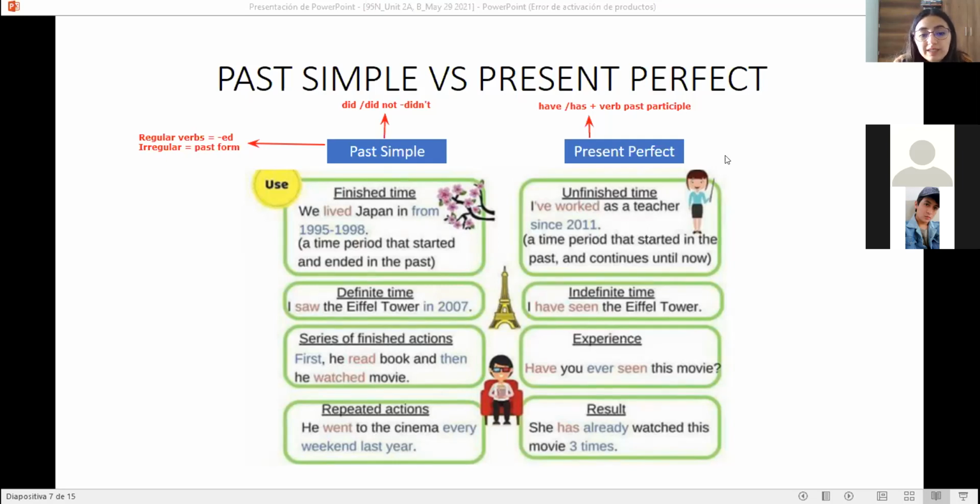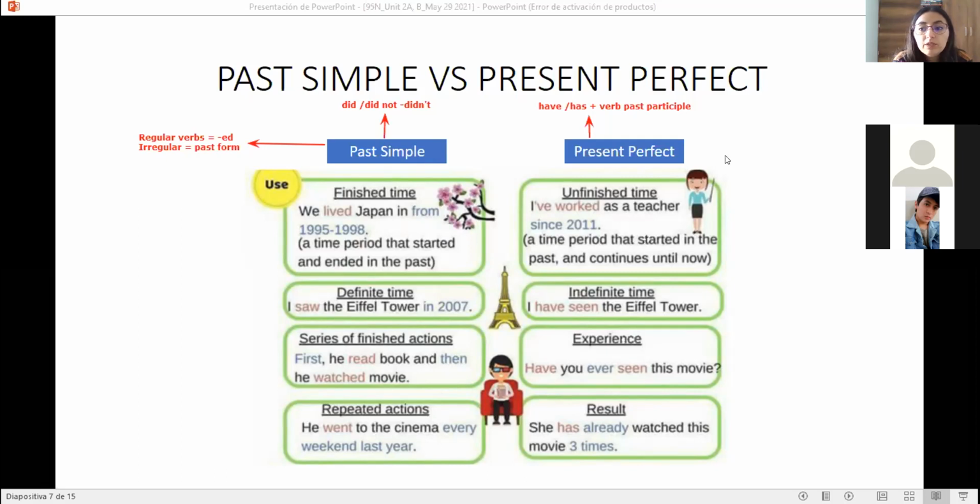You're going to use past simple with repeated actions. When you have done something with a frequency. Sí, también podemos ocupar este pasado simple cuando hablamos de situaciones repetidas. Es decir, que han tenido cierta frecuencia, que iniciaron y terminaron en el pasado, pero con frecuencia. Por ejemplo, he went to the cinema every weekend last year. Él fue al cine todos los fines de semana durante el último año.